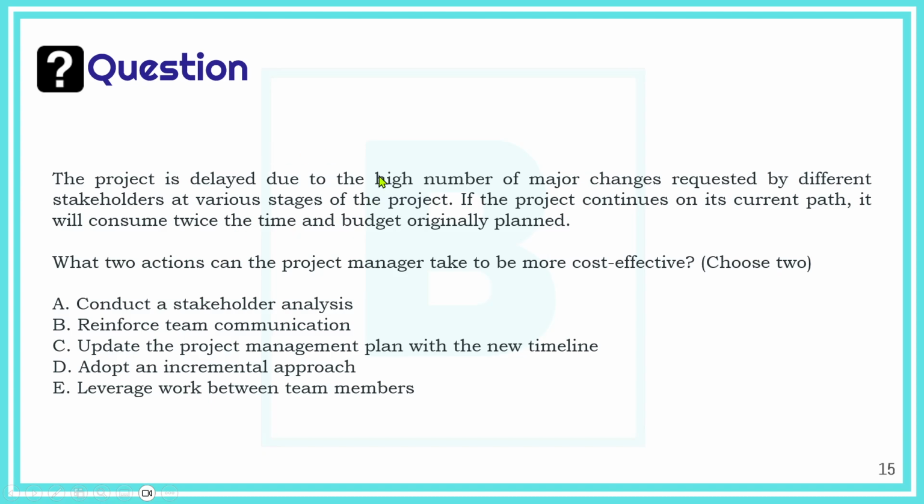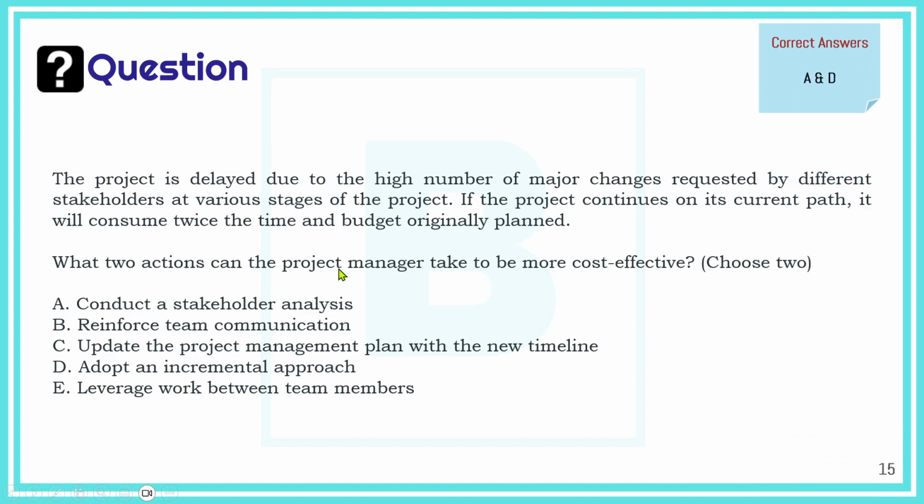Obviously these problems are coming because the stakeholders seem to be in disagreement. Maybe we did not really capture their needs correctly. So reinforcing team communication doesn't solve the problem here with the stakeholders. Updating the project management plan with a new timeline, again, does not address the issues of the changes, of the delays, of the conflicts. Leveraging work between team members, that's not really about the team members.